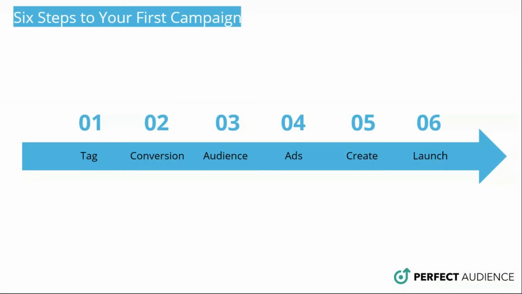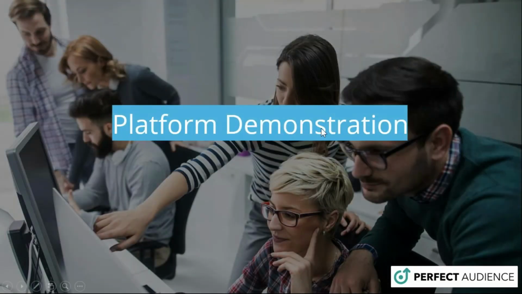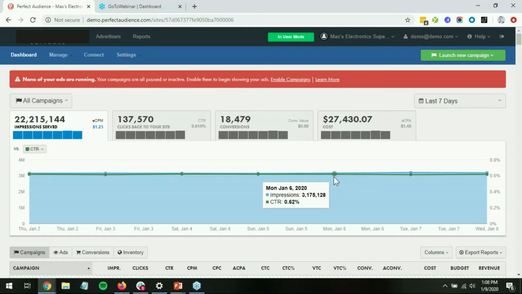So here are 6 steps to your first campaign with Perfect Audience. And we're going to go through these individually now. I'm going to click over to the platform demonstration and we will have a look. All right, here we are. This is a Perfect Audience dashboard. This is the first thing you'll see anytime you log into Perfect Audience.